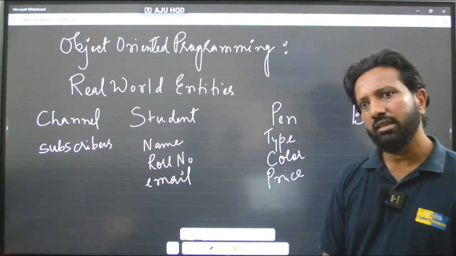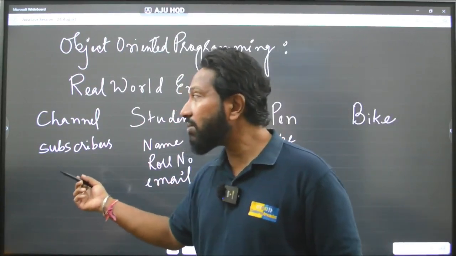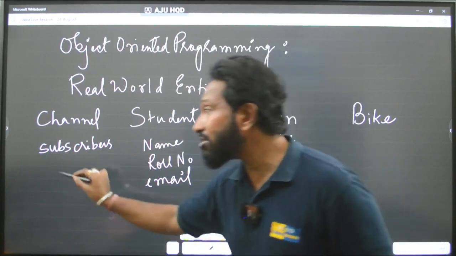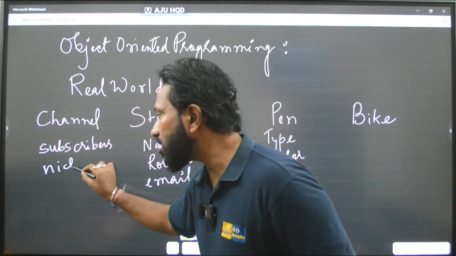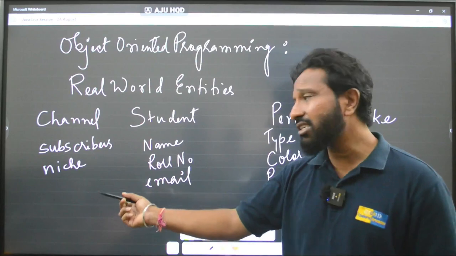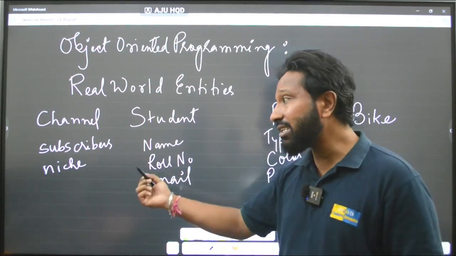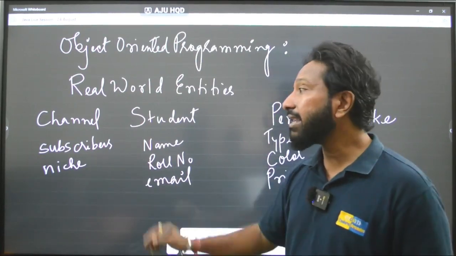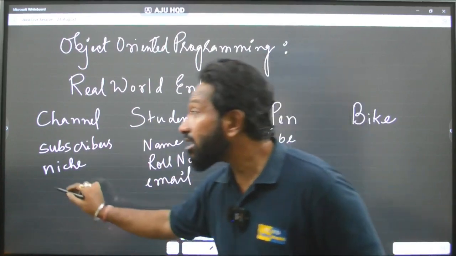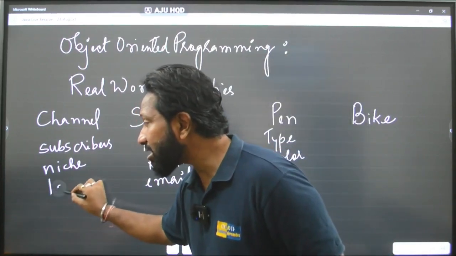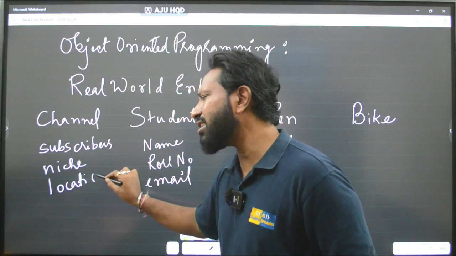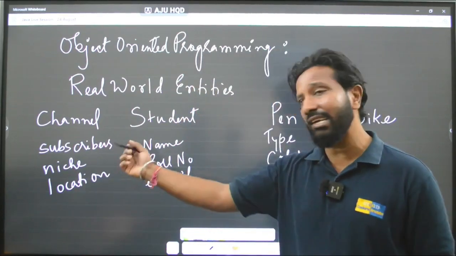Got it? And what extra can you have in the channels? You can have the niche. The niche can be education, it can be entertainment, it can be anything, right? And then what else can you have? The location or the country, you can say. It can be anything, guys, any kind of properties a channel can have.